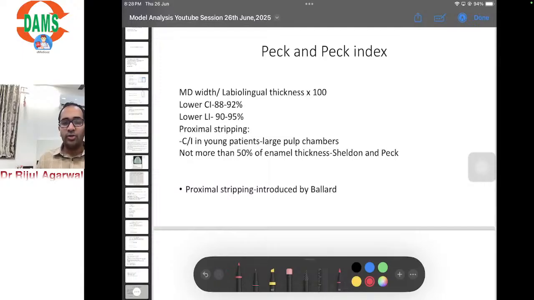For that you need Sheldon Peck, and Peck gave us a formula: mandibular incisor mesiodistal width divided by the labiolingual thickness times 100, and it is only valid for the lower incisors. Just remember, now we have shifted from upper to lower. You cannot do it for every tooth. For lower central, the ideal value should be 88 to 92%, and for lateral it is 90 to 95%.